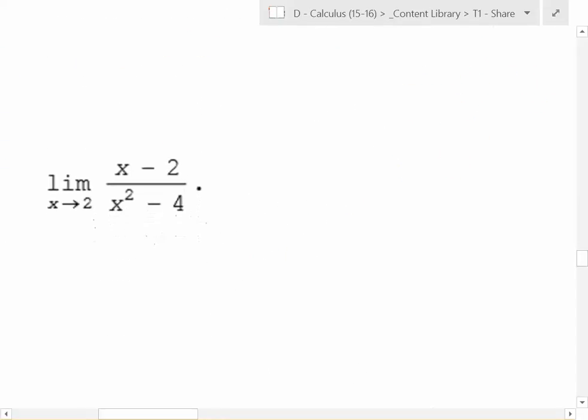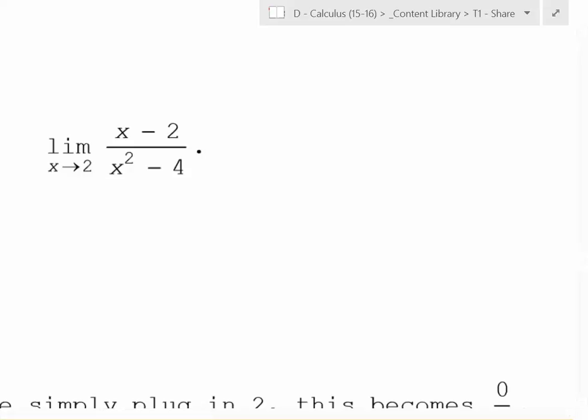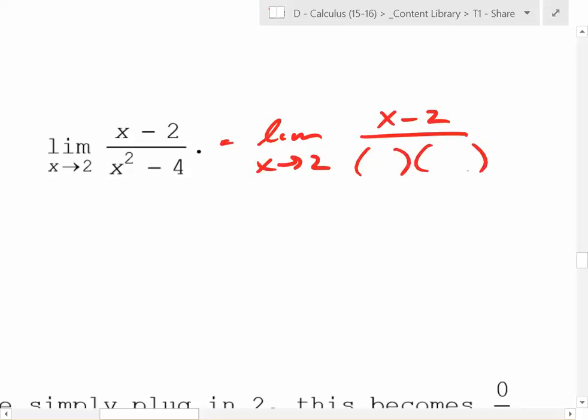What about this one? Can you plug 2 into this? No. But what should you do at this point, Maggie? So here's the thing. If you come across one you can't plug the number into, check to see if you can simplify it into something you can plug it into. So Maggie, if I factor the bottom here, I end up with the limit as x goes to 2. Top stays the same. What's the bottom become?